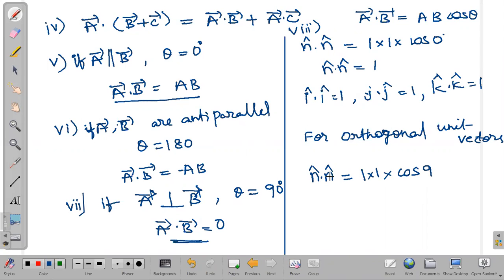Okay, one is along the x-axis, the other one is along the y-axis. It means cos 90 value is 0, so the total value becomes 0. So n cap dot n cap became 0 here because they are orthogonal.